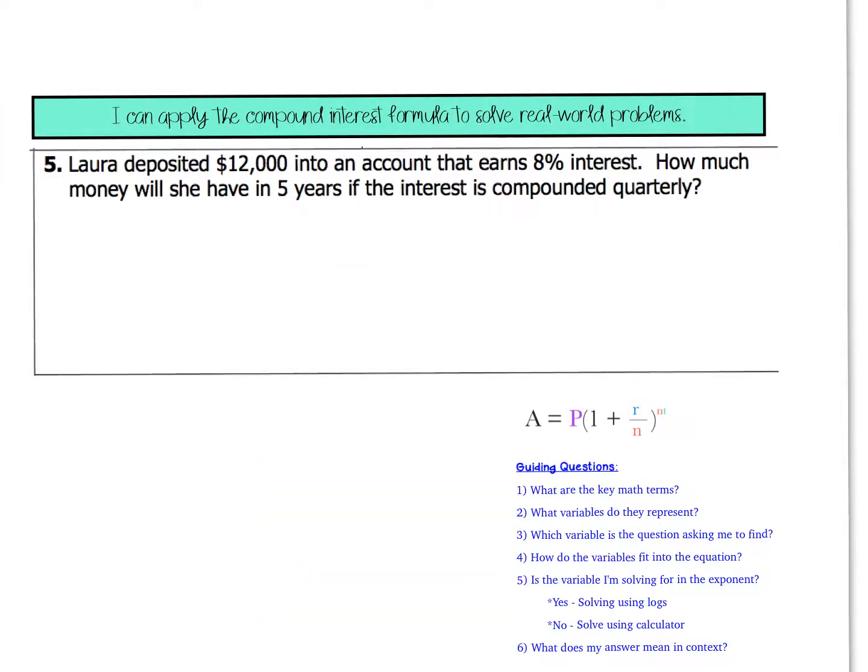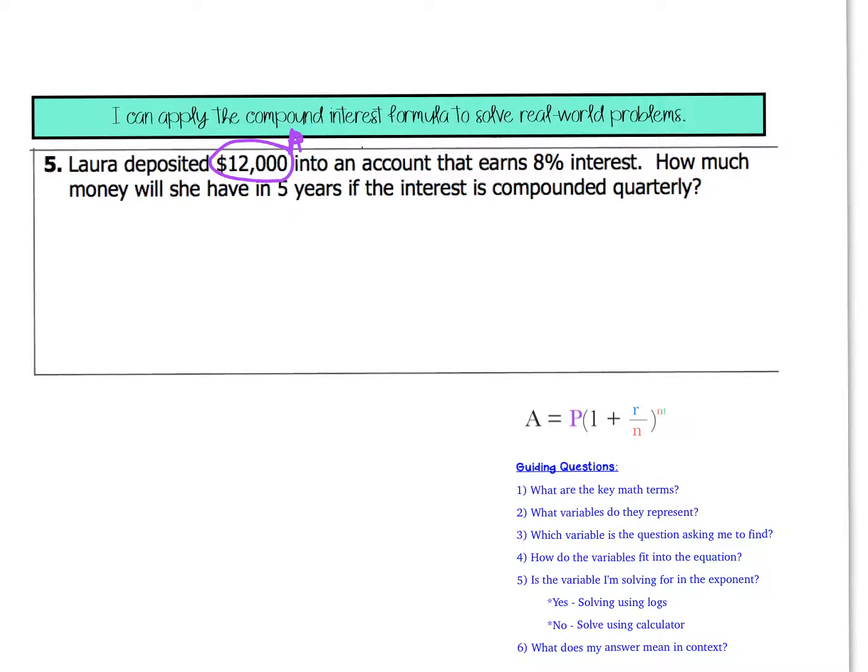All right, so let's work through a few examples using those guiding questions. So my first question is, what are the key math terms? And then I'm also going to combine that with what do they represent? So what variables do they represent? All right, so the first problem says Laura deposited $12,000. So just like we've been doing, that's going to be my P. So my principal amount, into an account that earns 8% interest.